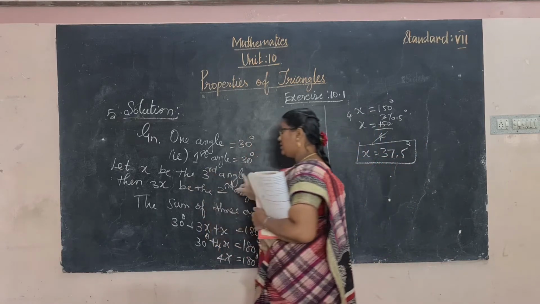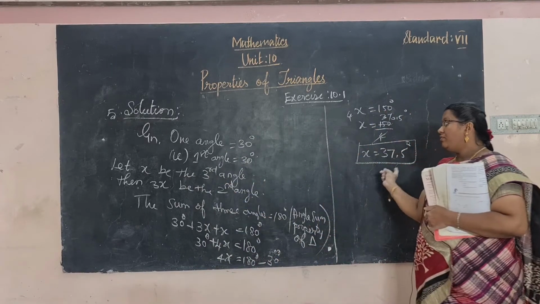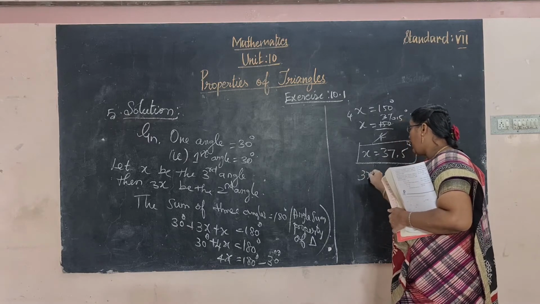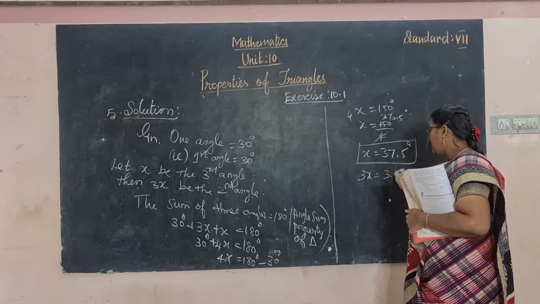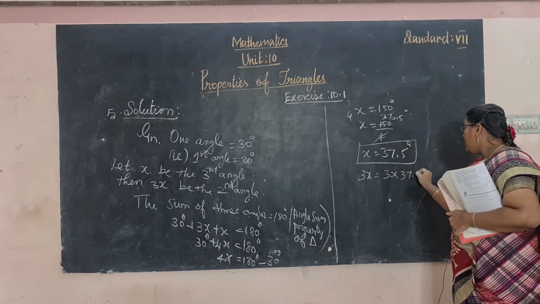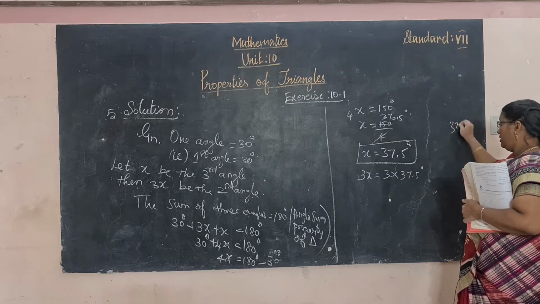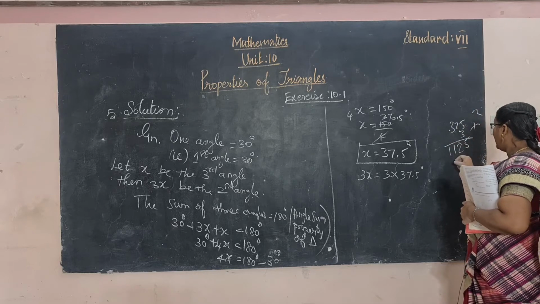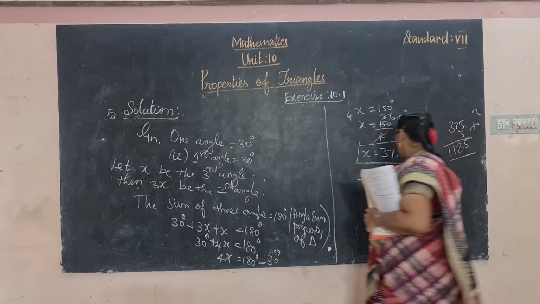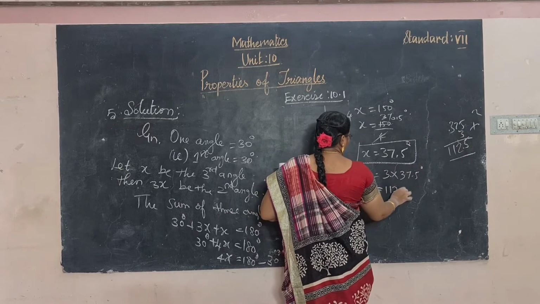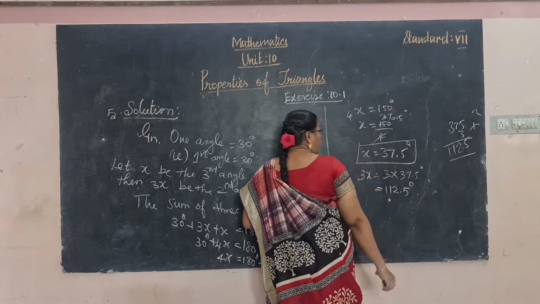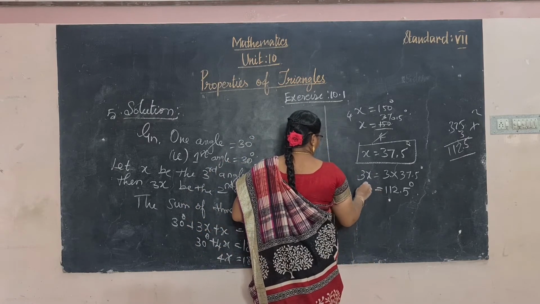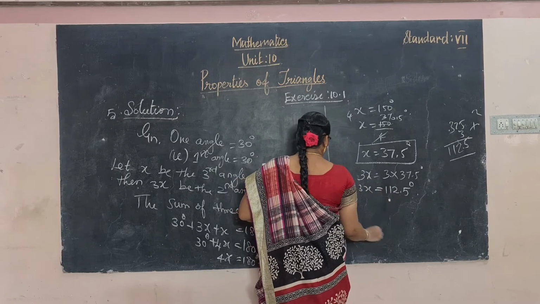So the third angle is 37.5 degrees. Now we have to find the second angle. The second angle we consider as 3x. So thrice x is 37.5 degrees multiplied by 3. With one decimal point, the answer is 112.5 degrees. Okay, so the 3x value is 112.5 degrees.